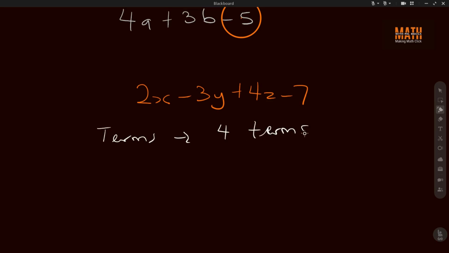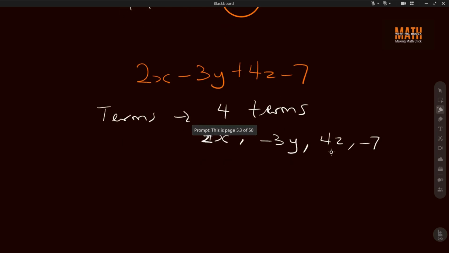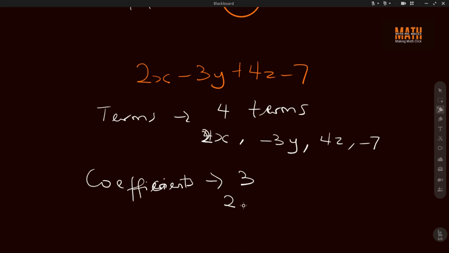It has 4 terms and they are 2x, -3y, 4z, and then -7. Those are the terms. And what are the coefficients? How many coefficients do we have in this expression? We have three coefficients and they are 2, -3 and 4.